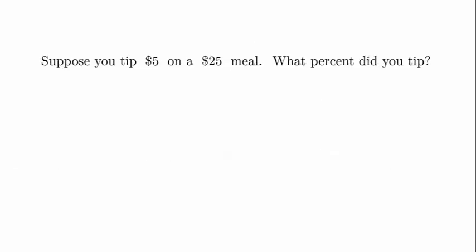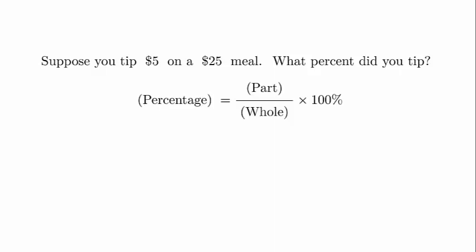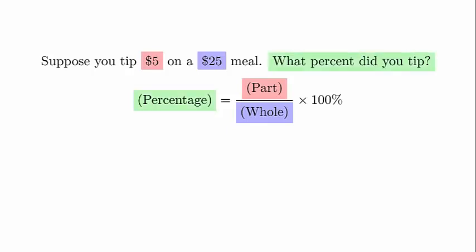For example, suppose you tipped $5 on a $25 meal. In order to determine the tip percentage, you need to identify the variables in the formula. The $25 price tag for the meal is the quantity we're measuring the tip size against, so that is the whole. The tip is the quantity you're measuring relative to the cost of the meal, and that is your part. And the percentage is the number you're trying to determine.